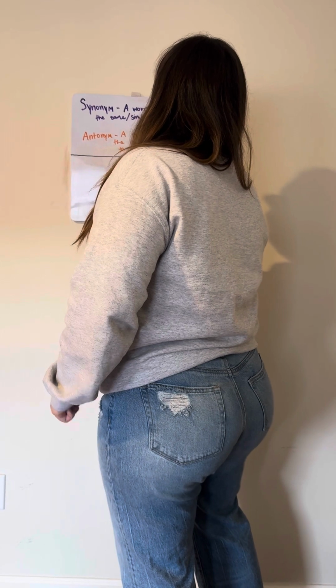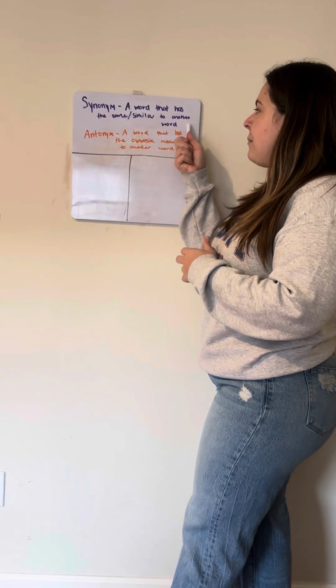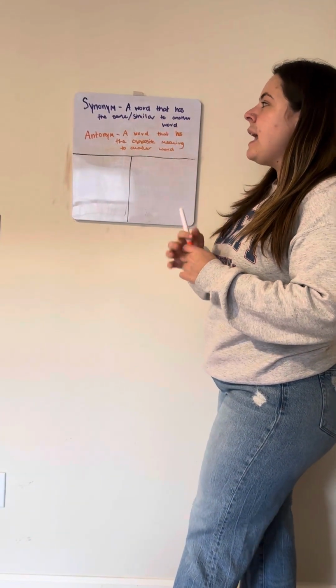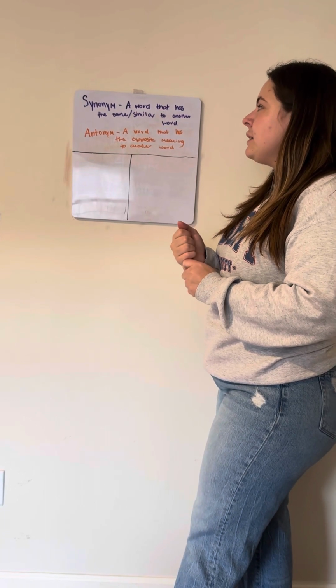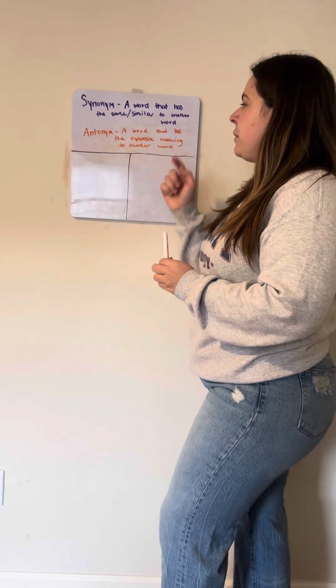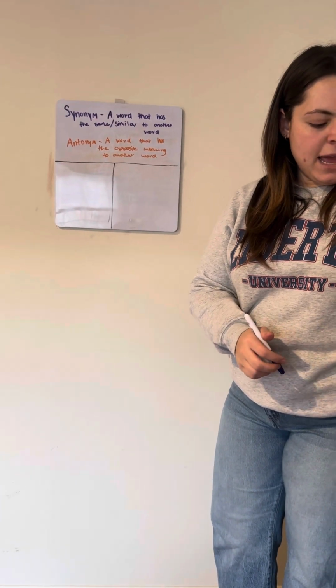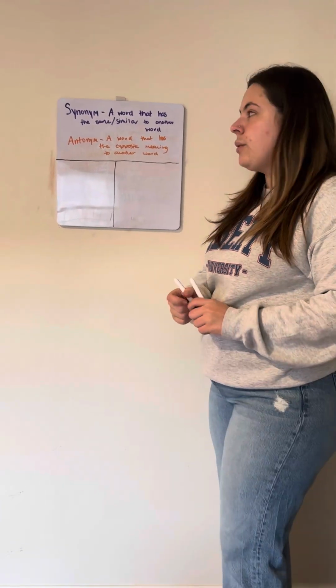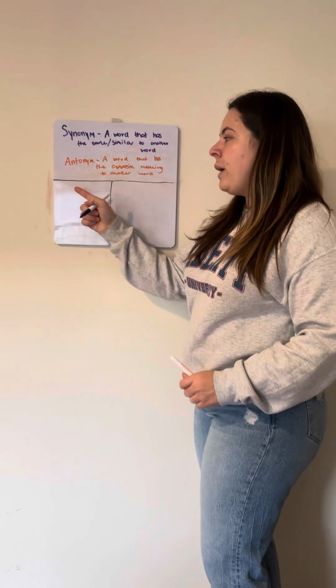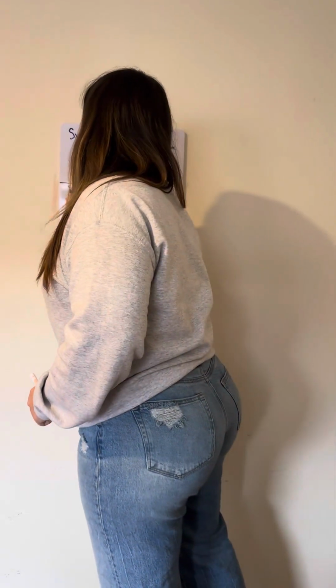So, we have synonym and antonym. Remember, synonym is a word that has the same meaning to another word, and then antonym is a word that has the opposite meaning to another word. So let's go ahead and label the ones that we heard throughout the story. So synonym, we had small and little.